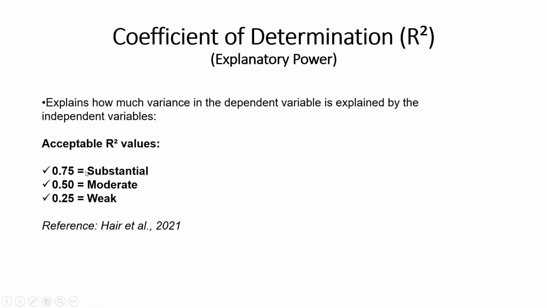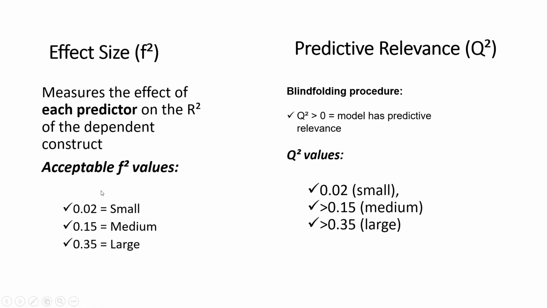Acceptable R2 values: substantial at 0.75, moderate at 0.50, whereas 0.25 is considered weak. Effect size F2 measures the effect of each predictor on the R2 of the dependent construct. Acceptable F2 values are 0.02 small, 0.15 medium, and 0.35 large.